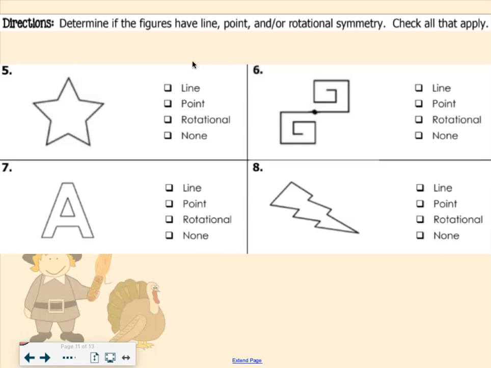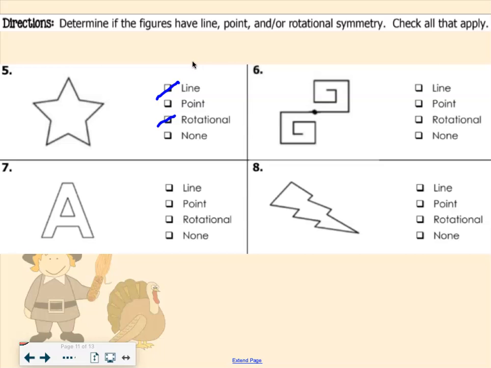So do you want to come do 5 on the board? Anyone? What do you guys put for 5? Does that have line? Yeah. Point? Can I flip it upside down and get the same picture? No. Is that rotational? Yeah.